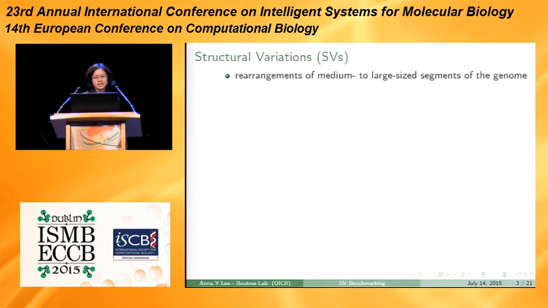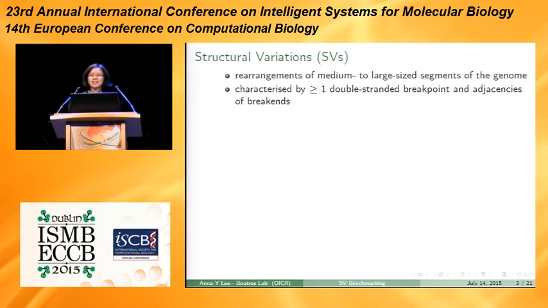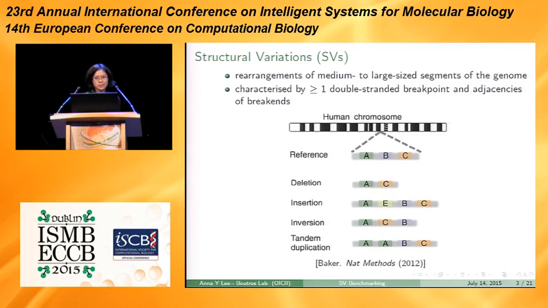So we're interested in structural variations, which are rearrangements of medium to large size segments of the genome. They are defined by at least one double-stranded breakpoint and adjacencies of the resulting break ends. So for our challenges, we're specifically focused on the following types of structural variants. So for example, you can see, in the deletion, there are breakpoints between A and B and between B and C, and the adjacency is between the downstream break end of A and then the upstream break end of C.